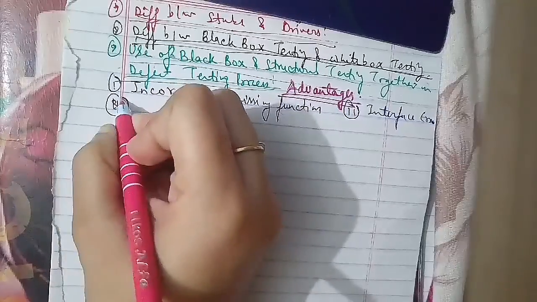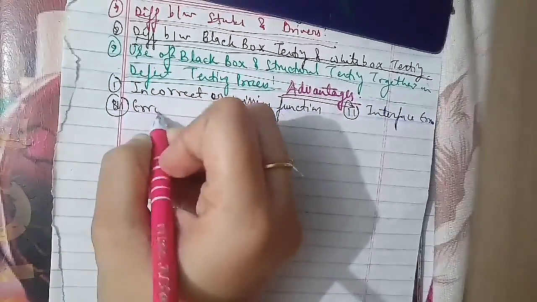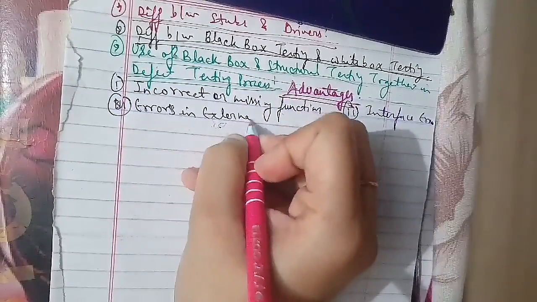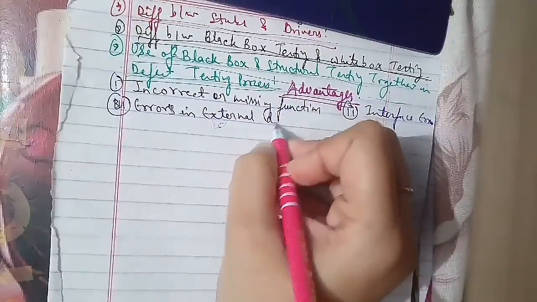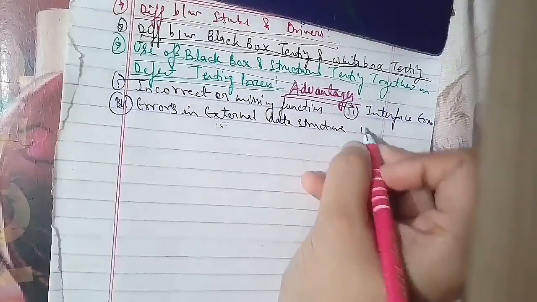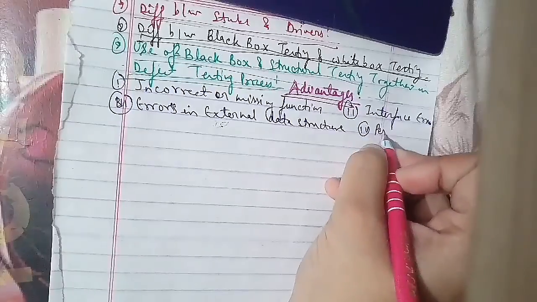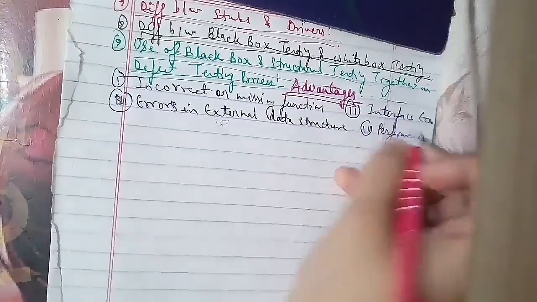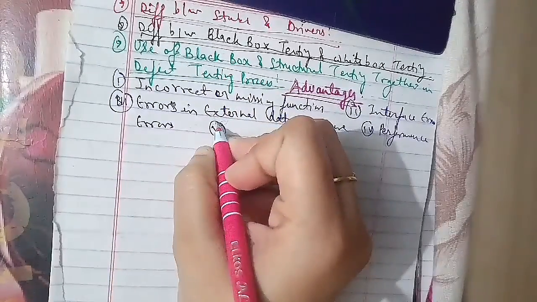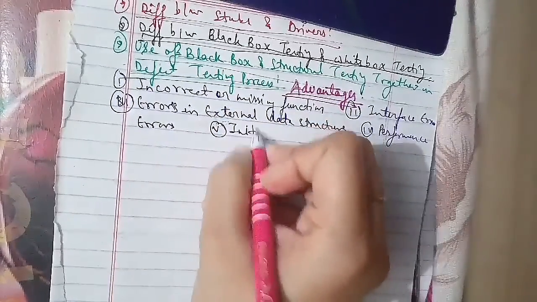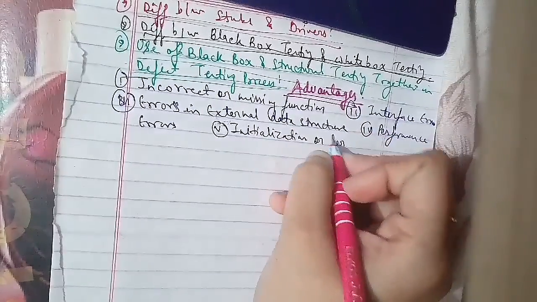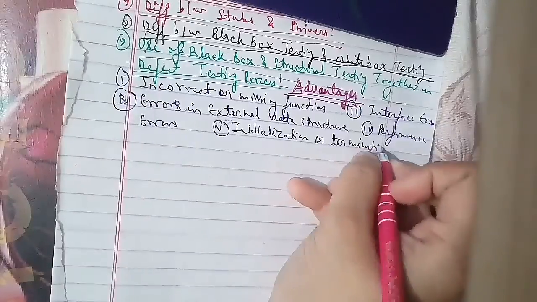Now I'll talk about the disadvantages as well. The first disadvantage is that all the independent parts within a module cannot be tested. The second is that the logical decisions along with their true and false sides cannot be tested. The third disadvantage is that all the loops and the boundaries of these loops cannot be exercised with black box testing. And the fourth is that internal data structures cannot be validated.